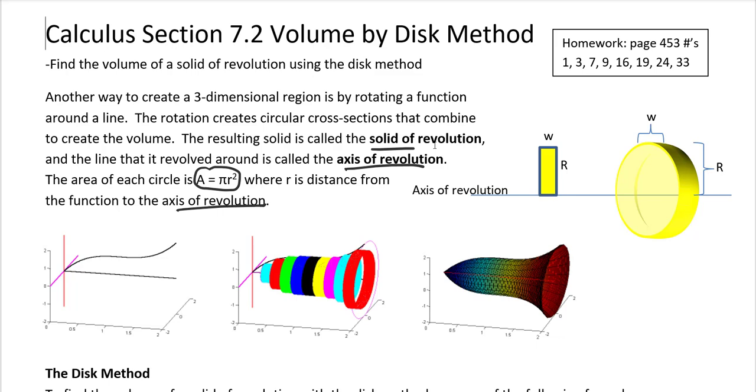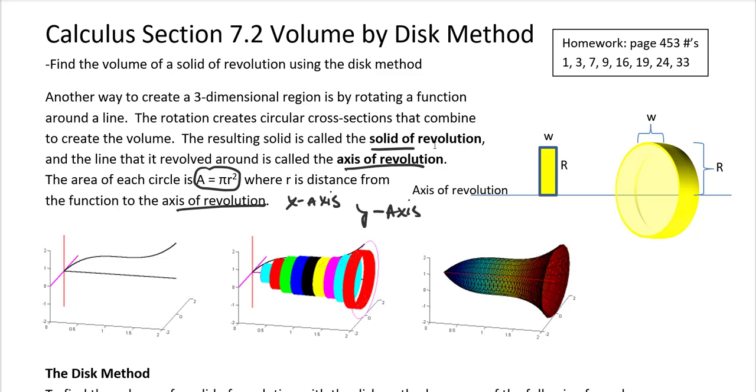Some of the time, I guess not most of the time, the axis of revolution is going to be one of the axes, so either the x-axis or the y-axis. Sometimes, in some of the problems down below, the axis of revolution might be like y equals -1 or x equals 4 or whatever, and we have to understand that.